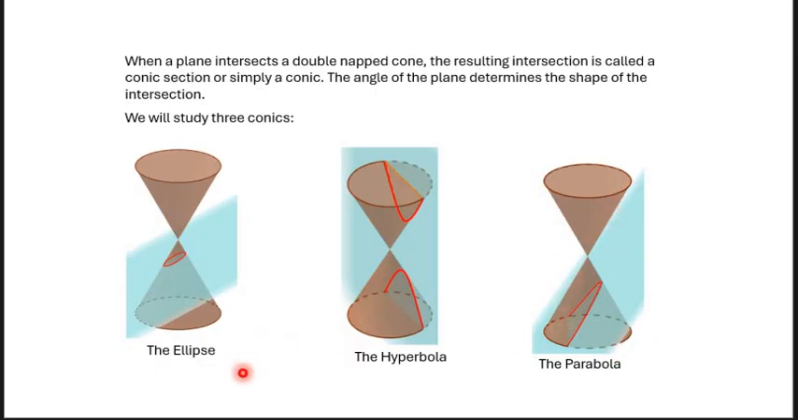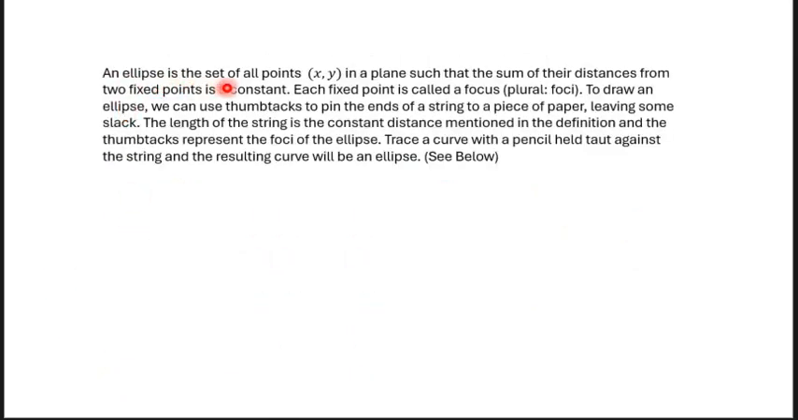So we're going to focus in this video on the ellipse. An ellipse is the set of all points xy in a plane such that the sum of their distances from 2 fixed points is constant. Each fixed point is called a focus. Plural, it would be foci.